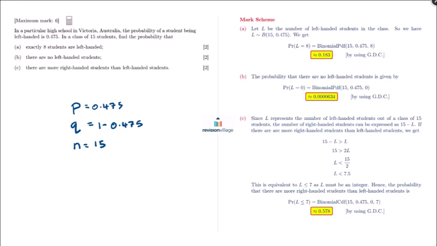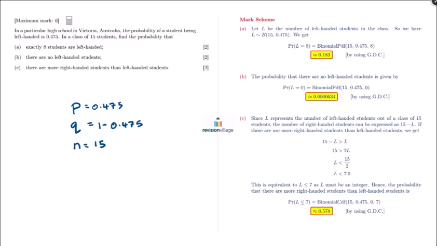And similar to Part A, we can find this using a binomial PDF command because we're looking for an exact number of successful trials, the exact number being 0. So it's actually very, very similar to Part A. Number of trials, 15. Probability of success, 0.475. But this time, the number of successful trials being 0.